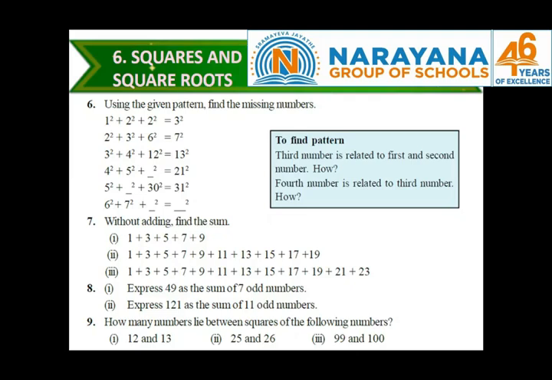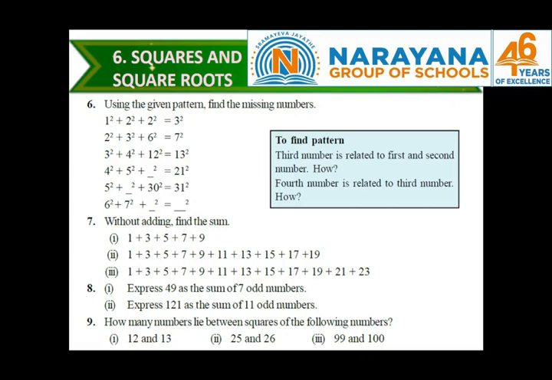For the second question, the last odd number is 19. So the number of odd numbers is 19 plus 1 by 2, which is equal to 20 by 2, which is equal to 10. The answer is 10 square, 100. So I hope you can solve the problems in very less time.